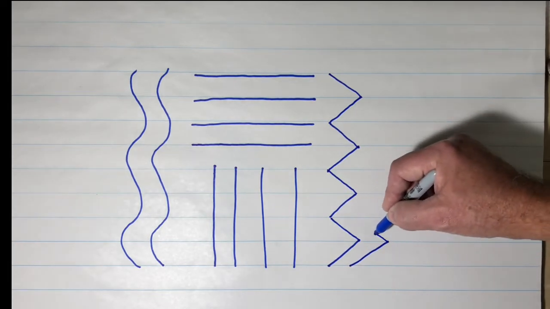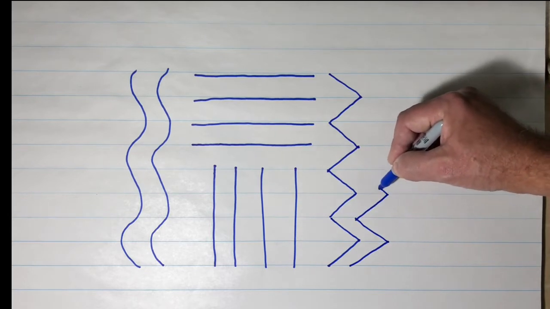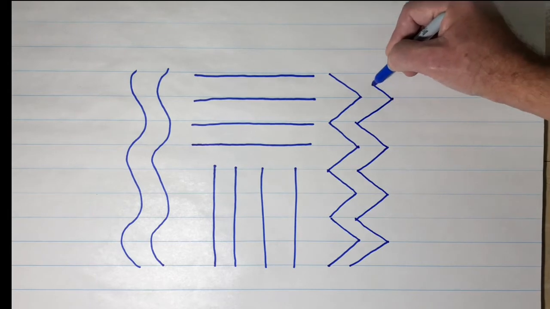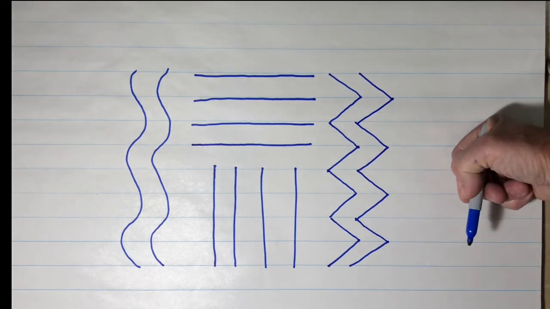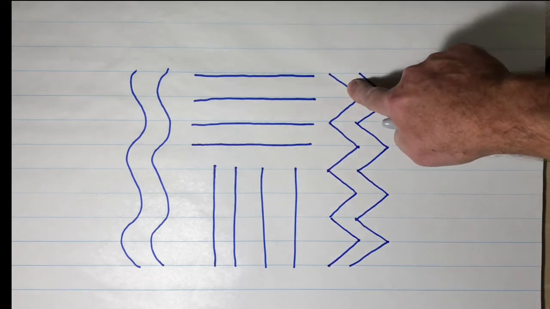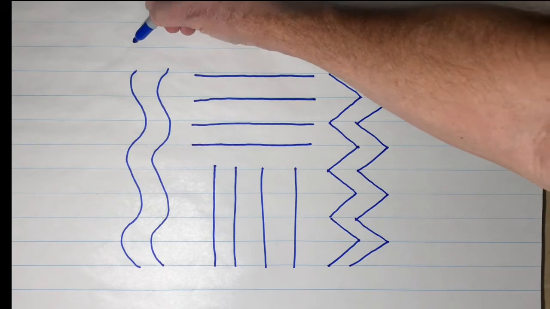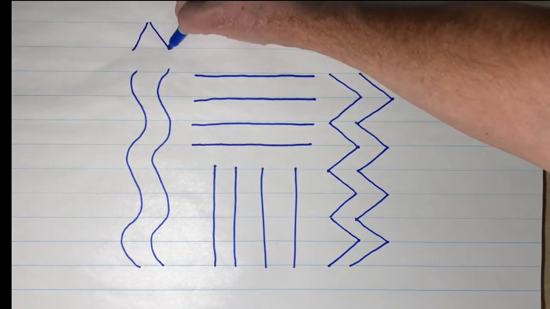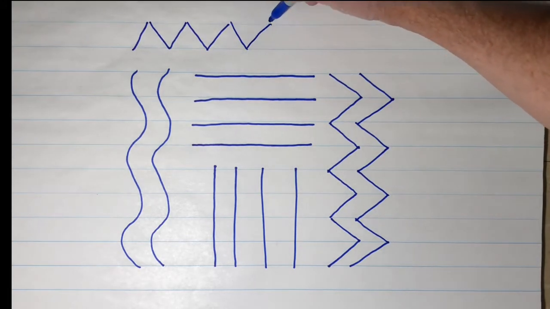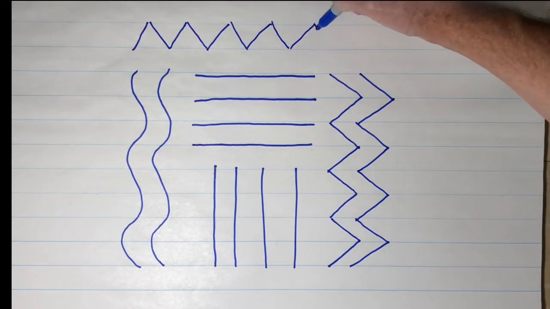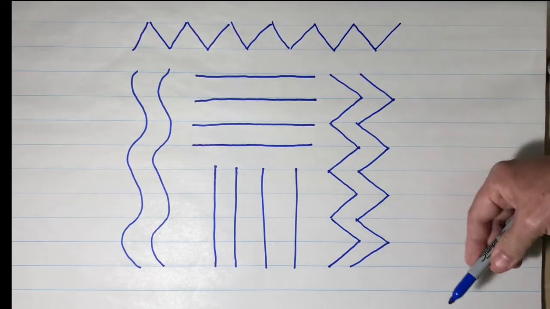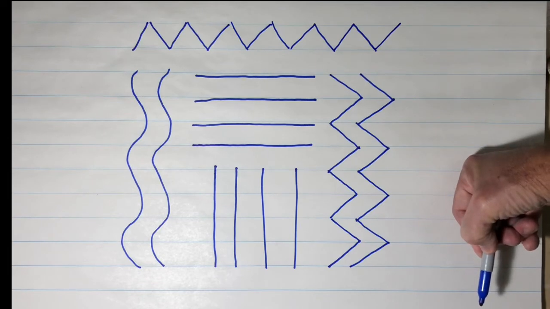I'm going to draw a second vertical zigzag line. Did you know a line could be 2 things at once? It's vertical and it's zigzag. Let's draw a horizontal zigzag line. Take your time and go slow and in control.